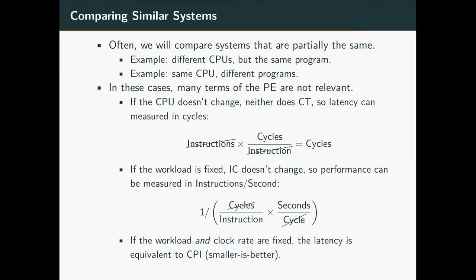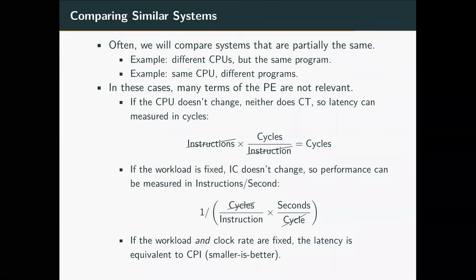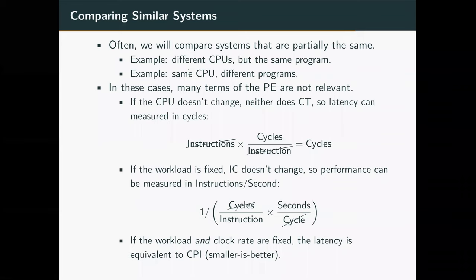And then if we have both workload and clock rate fixed, then we can just measure latency in terms of CPI, where smaller is better. And this is going to be really handy, for example, when we deal with stuff like memory hierarchy and comparing different memory optimizations, because we're going to be effectively keeping the CPU constant, keeping the workload constant, and looking at how our different caches or whatever are helping us or hurting us. And those all are kind of bundled up in this CPI term.